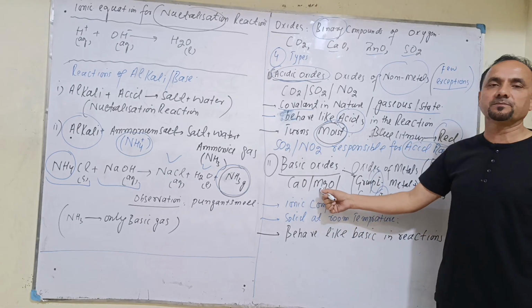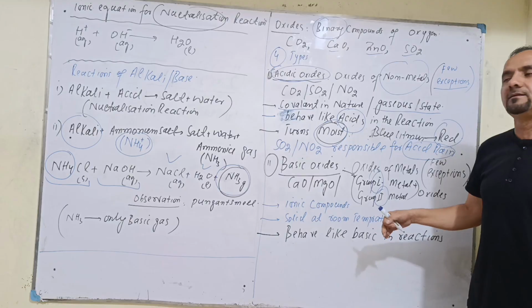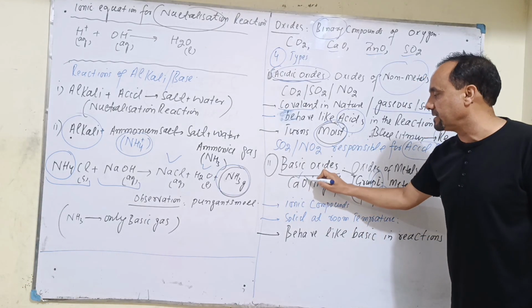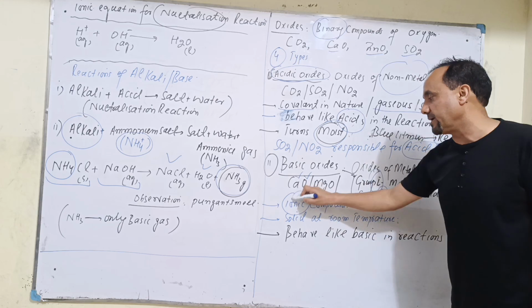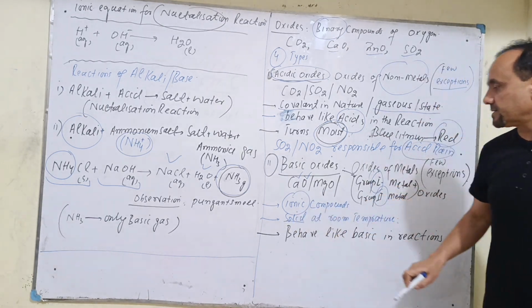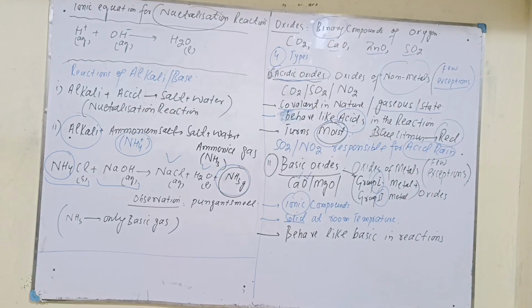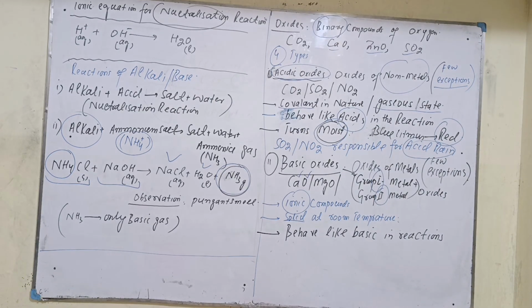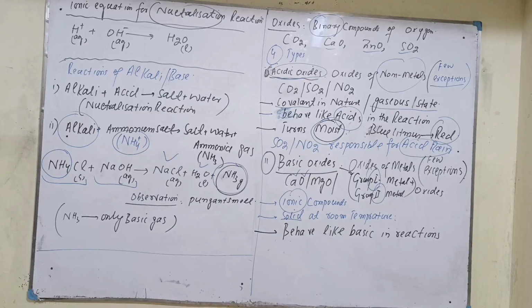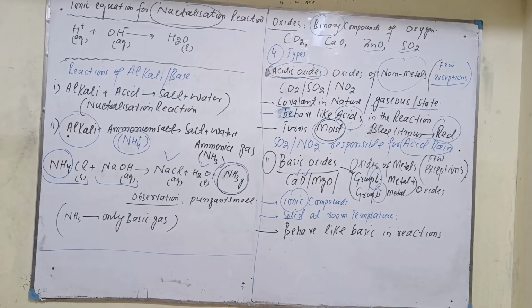Calcium oxide, magnesium oxide, you can say sodium oxide. As they consist of one metal and the other a non-metal, they have ionic bonds, and when they are ionic in nature, they exist in solid form at room temperature. And if we are talking about their reaction, they behave like bases in the reactions.